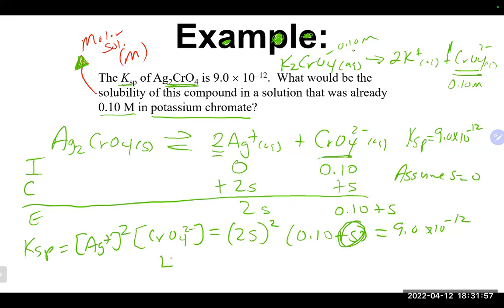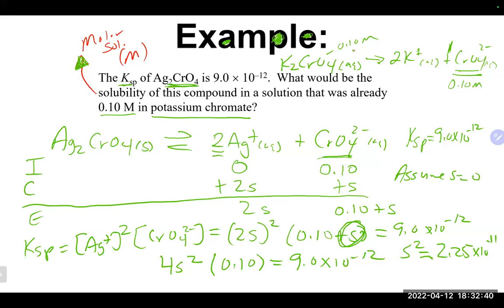That will reduce us down, and squaring it, to 4s squared times 0.1 is equal to 9 times 10 to the -12. At this point, you can do whatever you like. You can take the 4 times the 0.1, then divide it, which might be a good idea. So we'll take 9 times 10 to the -12, and we're going to divide it by basically 4 times 0.1, right? And that's going to get us an s squared value, because I haven't square rooted it yet, of 2.25 times 10 to the -11.